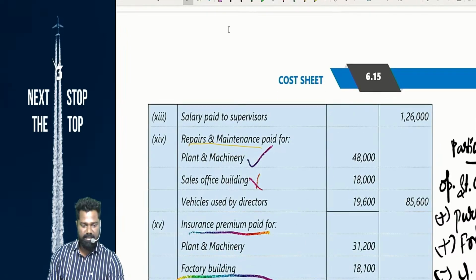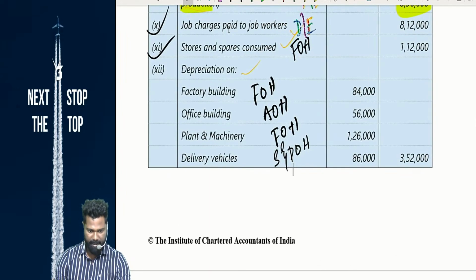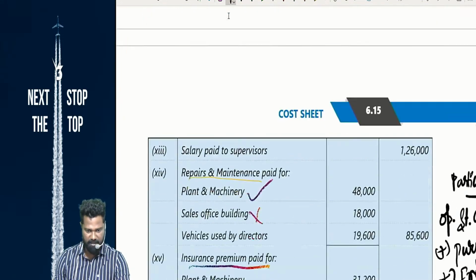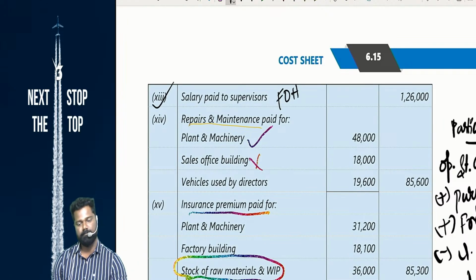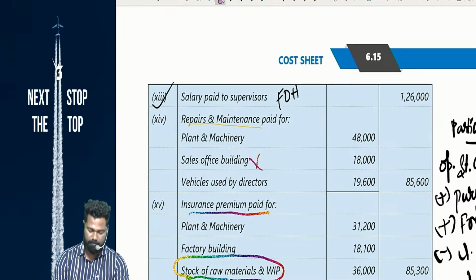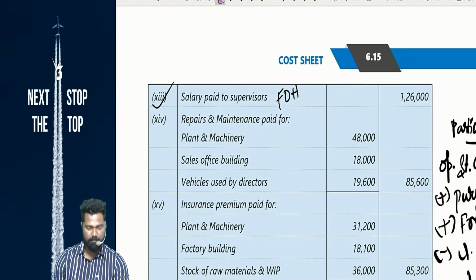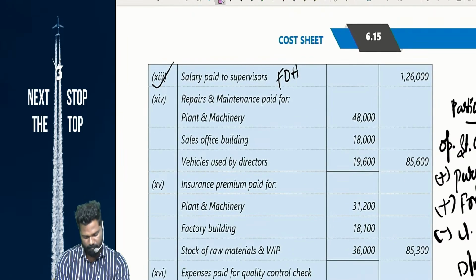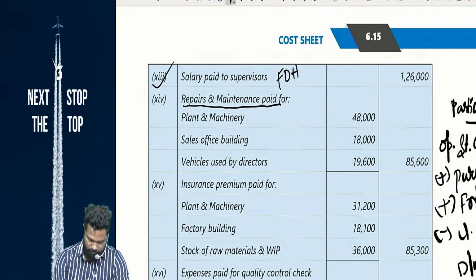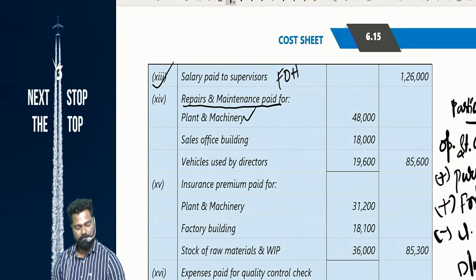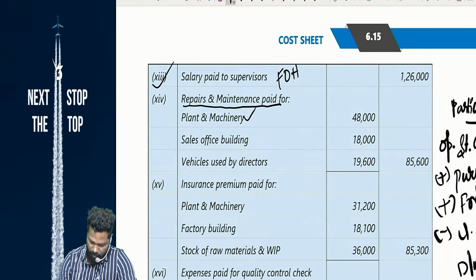Next, salary paid to supervisor, direct or indirect? Indirect. So this is done. Tell me, where does this item come? Factory overheads. Next, where does repairs and maintenance of plant and machinery come? Factory overheads.